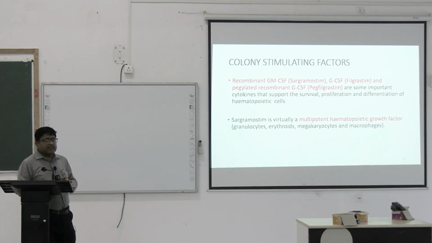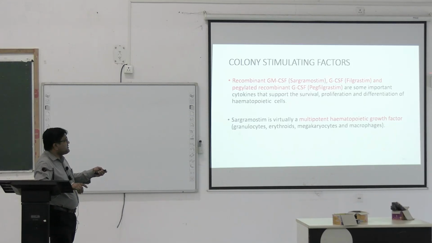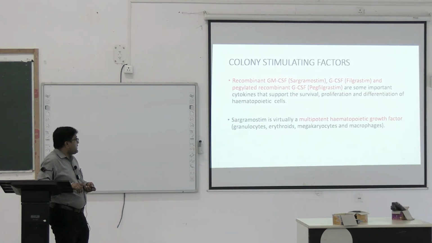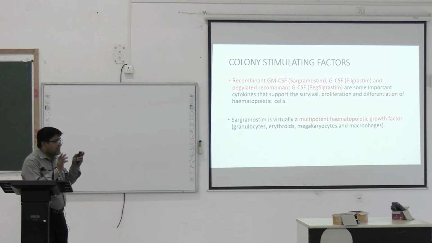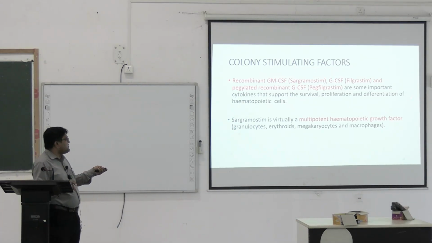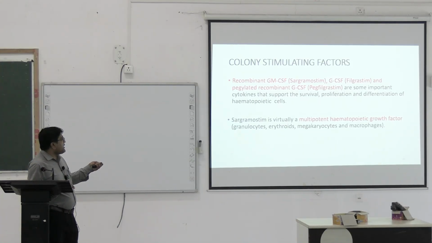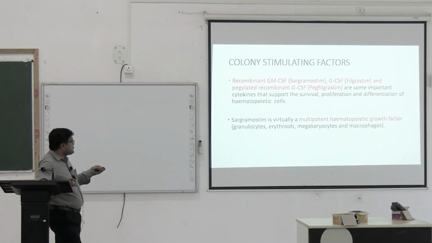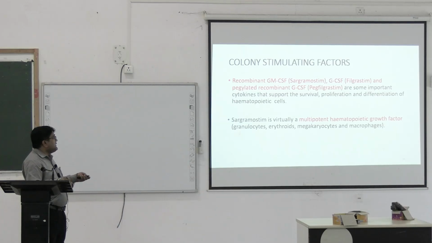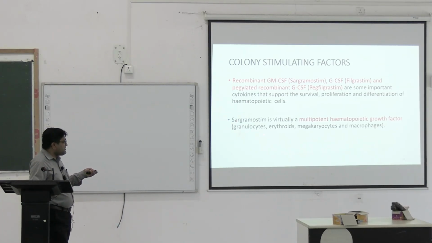Colony stimulating factors that include GM-CSF, that is sargramostim, G-CSF filgrastim, and pegylated recombinant G-CSF that is peg-filgrastim. Now, what do they cause? They cause survival, proliferation, and differentiation of hematopoietic cells. GM, as the name suggests, granulocyte macrophage. So, sargramostim is virtually a multipotent hematopoietic growth factor that is linked with proliferation and differentiation of granulocytes, erythroids, megakaryocytes, and macrophages.